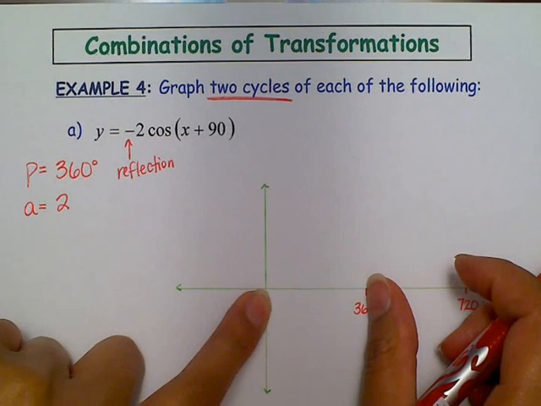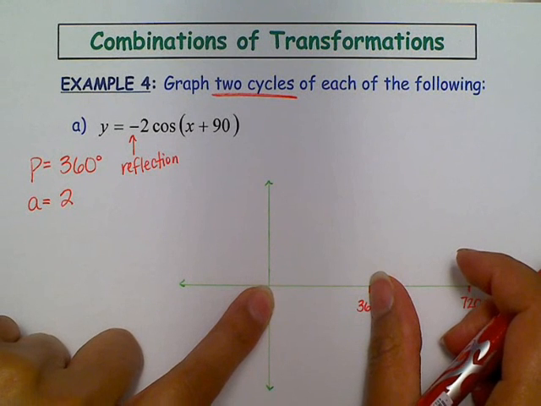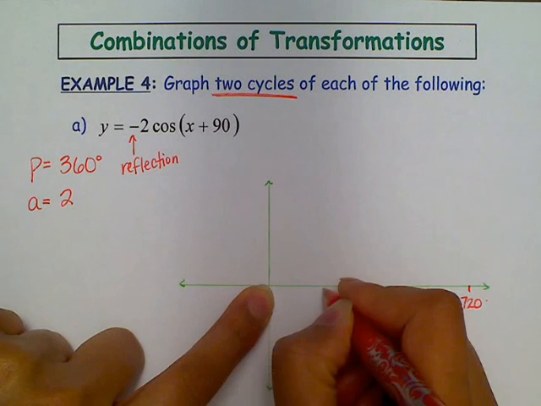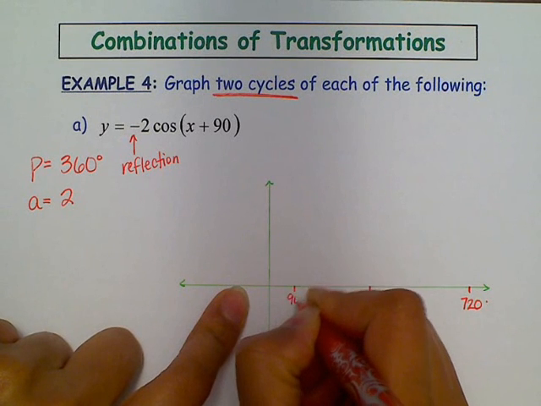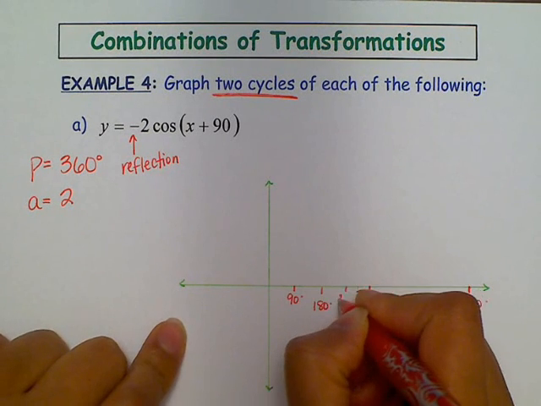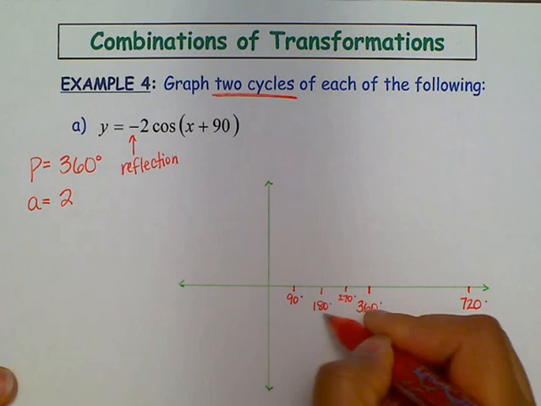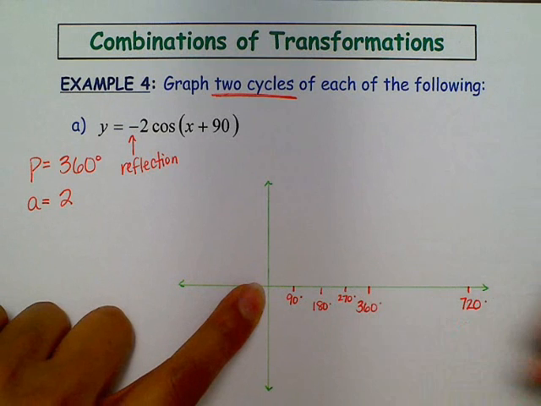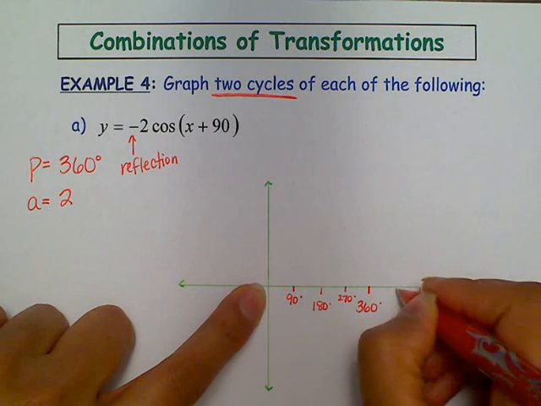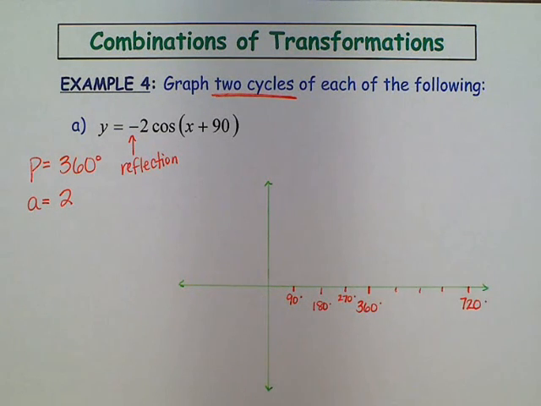So I'm going to take one cycle and I'm going to split it up into the 5 key points that I need to draw one cycle. And so I'll take this and I'll split it in half. Split it in half again. So I'm going to use a scale of 90s. So I have 90, 180, 270, and then 360. So this will be one cycle of my graph. Now I'm just going to create my marks for the second cycle, but that's all I'm going to do. I don't need to label them. I know that the scale I'm using is 90s.